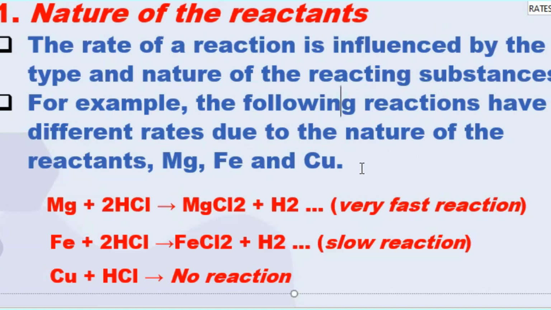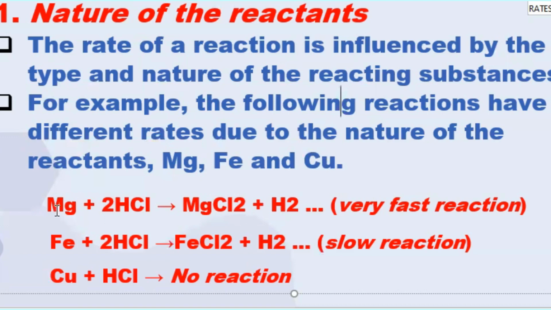There are different kinds of elements in the periodic table. Based on their activity, elements can be classified as what? Active metals, inactive metals, active nonmetals. There are also inactive or inert nonmetals. Based on this, magnesium and iron are active metals. They can react with hydrochloric acid, but copper is inactive and cannot replace hydrogen.